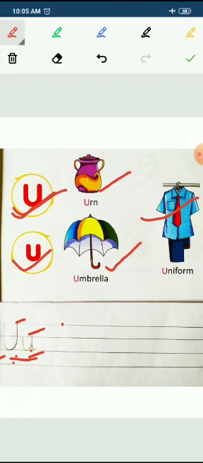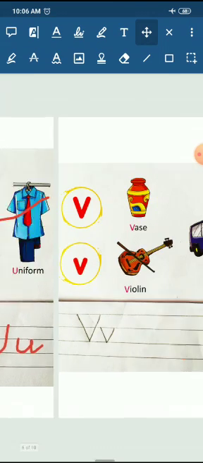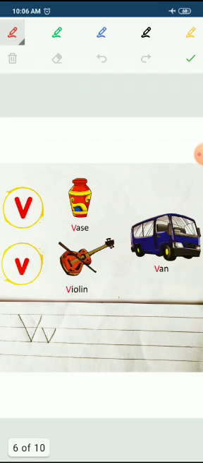So I write here first of all capital U. Then after I write here small u. Small u comes in the middle two lines. Then after I repeat, I write once again capital U and this is small u. Small u comes in the middle two lines.